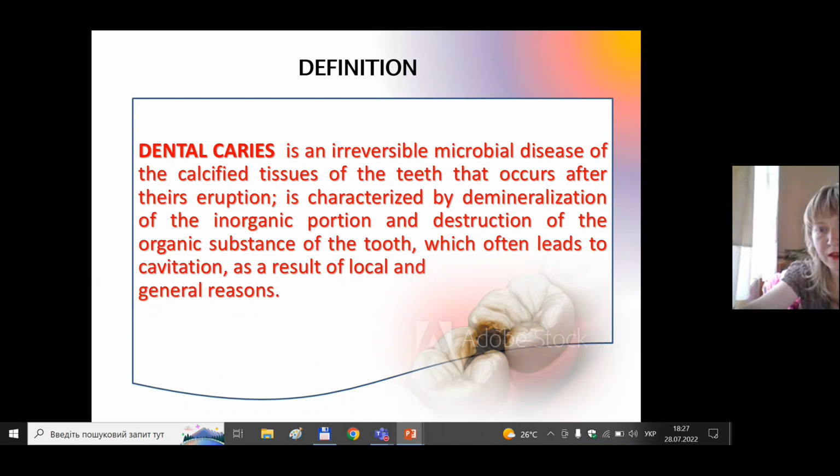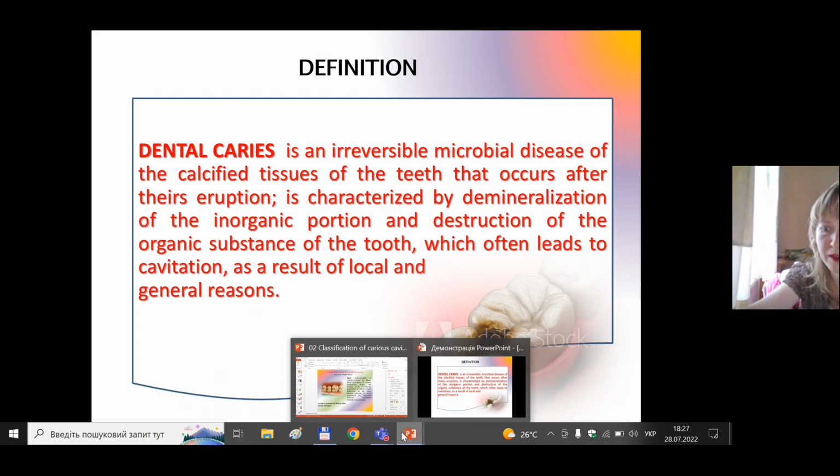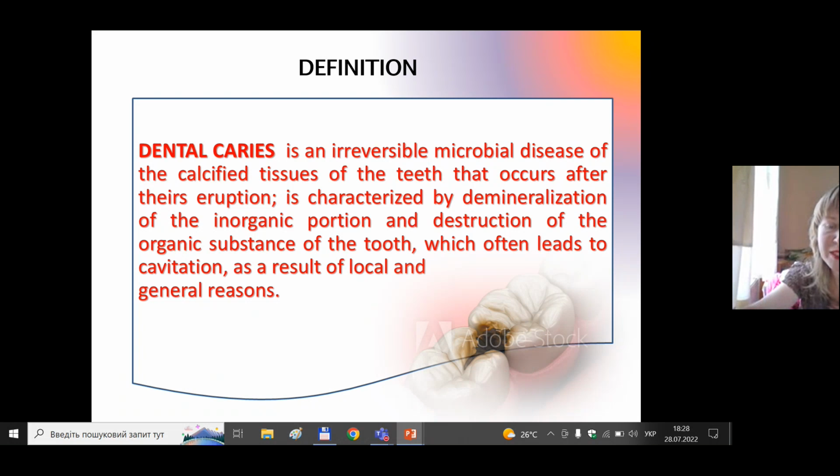Definition of dental caries. Tooth decay is a synonym for dental caries. It is an irreversible microbial disease of the calcified tissues of the teeth that occurs after their eruption. It is characterized by demineralization of the inorganic portion and destruction of the organic substance of the tooth, which often leads to cavitation as a result of local and general reasons.